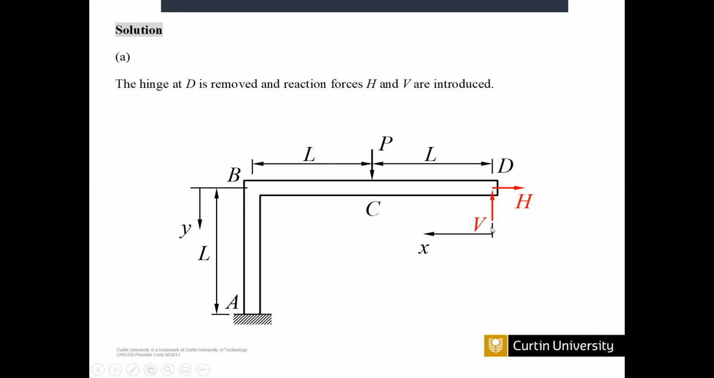Yeah, they label V as the upward direction and H to the right side. Okay. So when you deal with this kind of question, you can separate these two columns if you want, but you can always consider the whole section together. But when you introduce this H and V, you can remove this hinge.